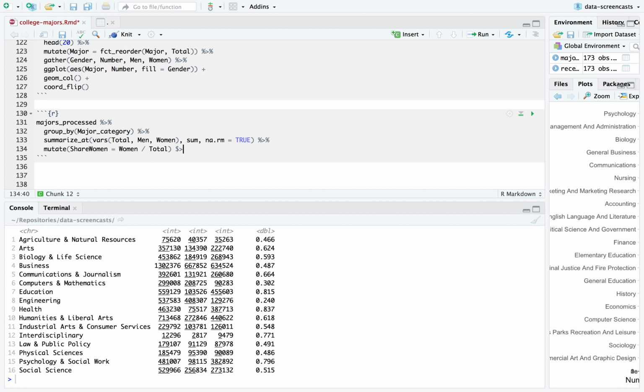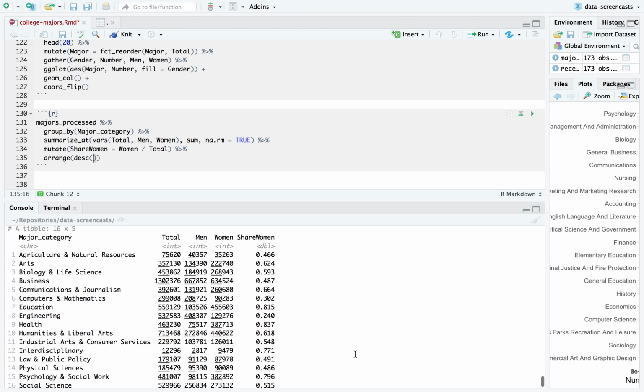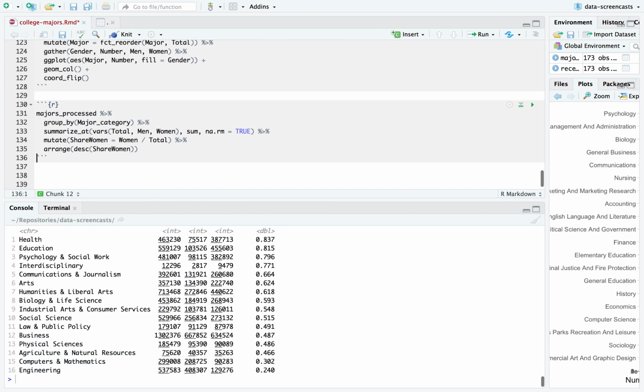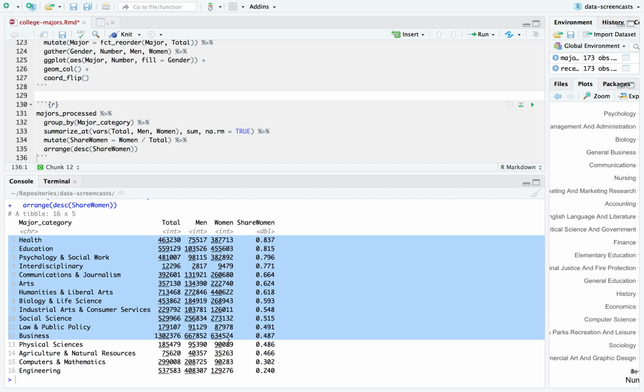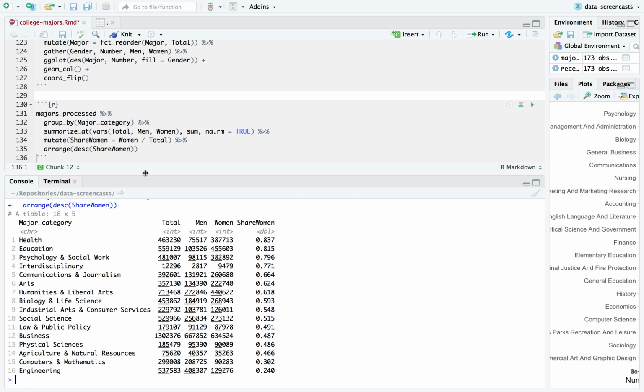And group by, summarize, arrange. Really common pattern. Descending, share women. We're probably going to make this into a bar plot. I just wanted to show that, look at the table first. So group by, summarize, mutate, arrange.